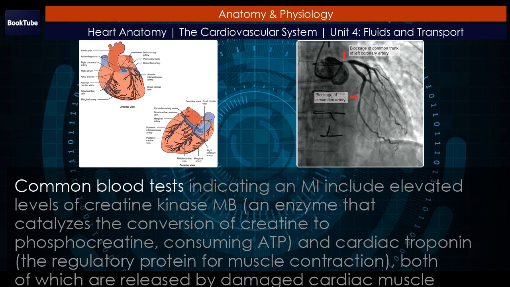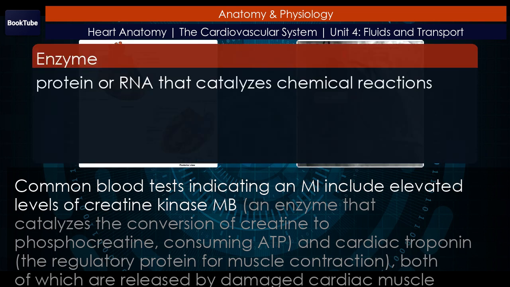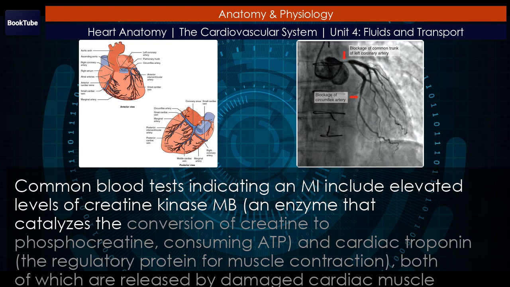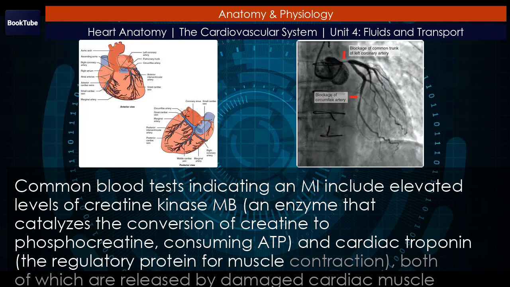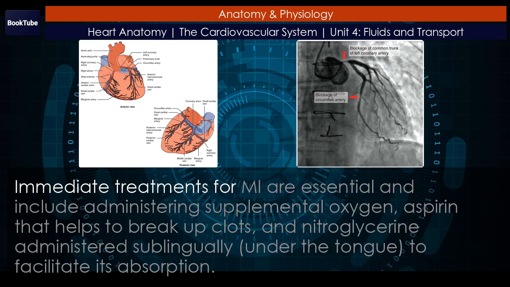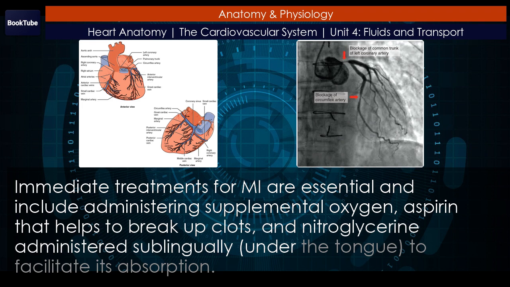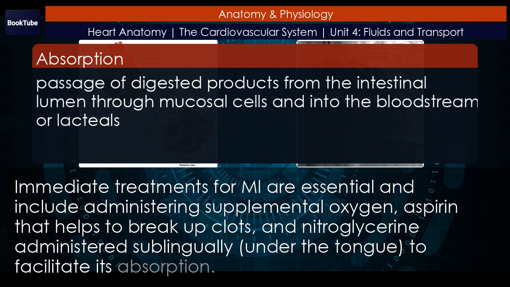Common blood tests indicating an MI include elevated levels of creatine kinase MB, an enzyme that catalyzes the conversion of creatine to phosphocreatine, consuming ATP, and cardiac troponin, the regulatory protein for muscle contraction, both of which are released by damaged cardiac muscle cells. Immediate treatments for MI are essential and include administering supplemental oxygen, aspirin that helps to break up clots, and nitroglycerin administered sublingually, under the tongue, to facilitate its absorption.